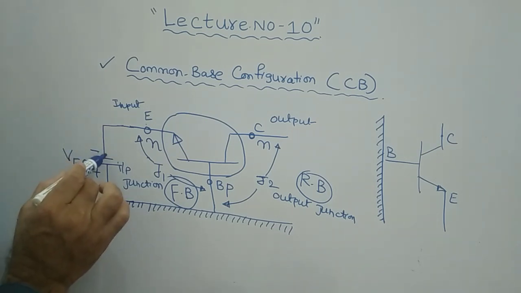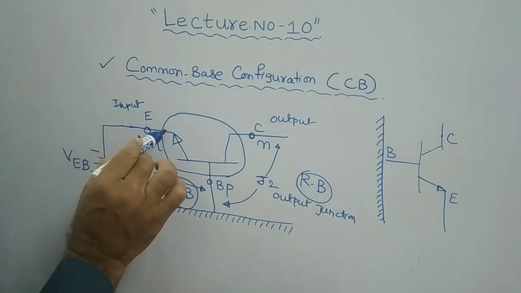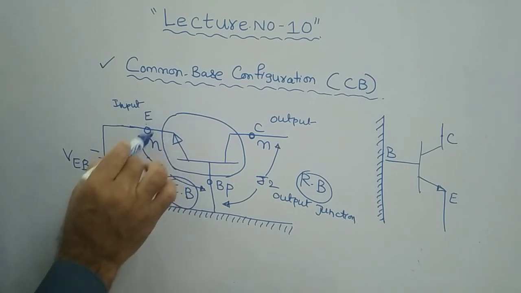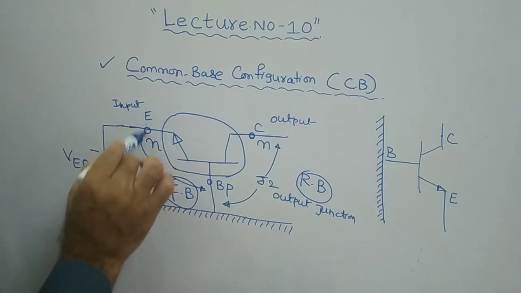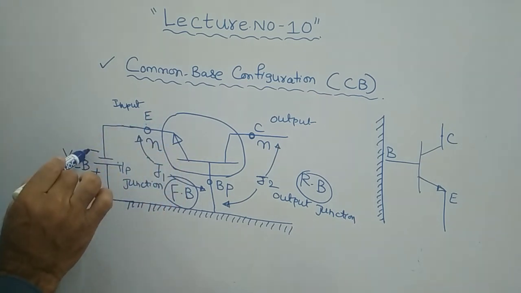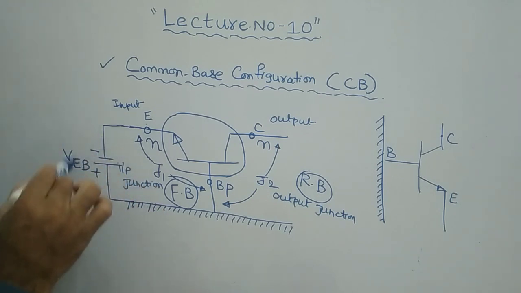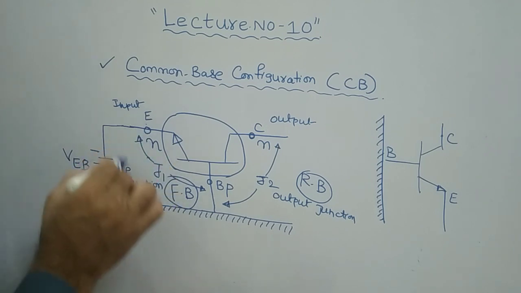Right. Therefore, if you connect this external power supply in this connection, the minus terminal of the battery, if you connect to the emitter, it is negative there because it is an n-type material. N-type means majority carriers are electrons. Electrons are negatively charged, therefore negative will be there. Negative to negative, therefore it is a forward bias. Now if you give the connection of this VEB like this, then your input junction will be under forward bias.